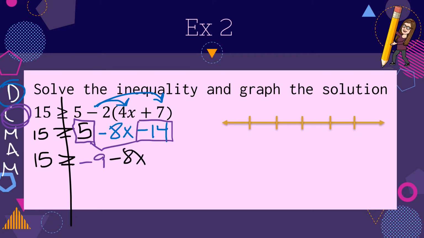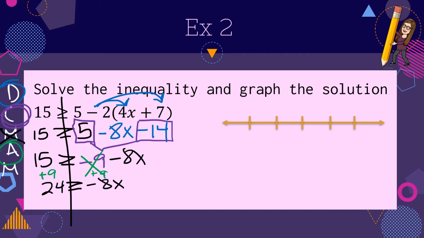Next step is move a variable. Well, I don't need to do that new step on this one because there's only one letter. So don't move it because it wouldn't do anything, right? So my next step is addition or subtraction. So instead of minus 9, I'm going to add 9. 15 plus 9 is 24. Symbol falls down. Negative 8x falls down.